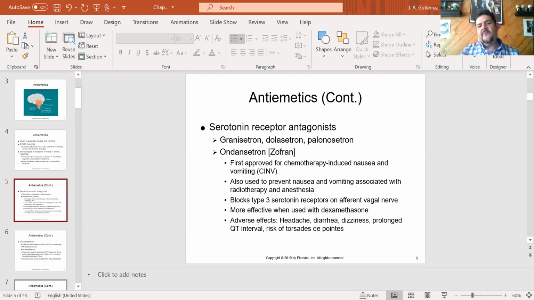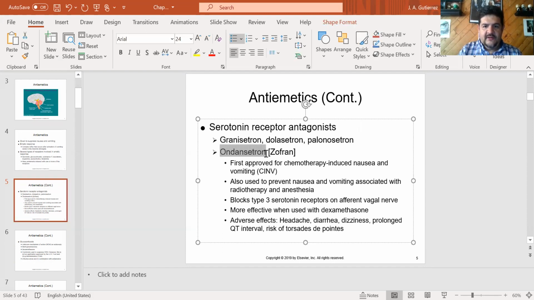So let's start now with the ones that block serotonin. We call them serotonin receptor antagonists, where the main one is called ondansetron. And as you can see, the other ones are dolasetron and palonosetron. Medications that block serotonin have the setron ending.